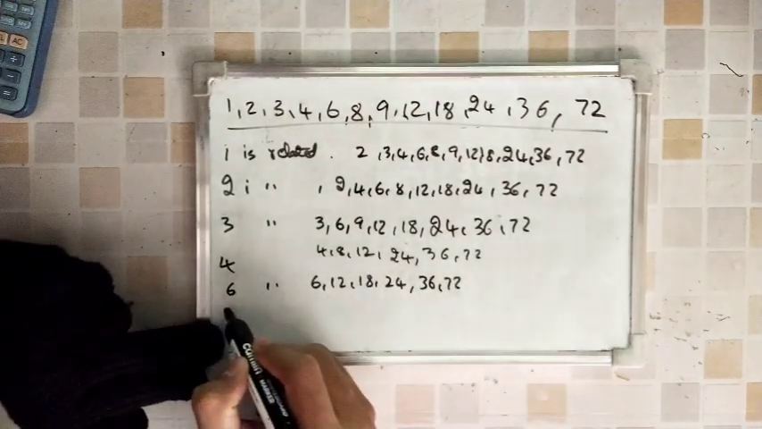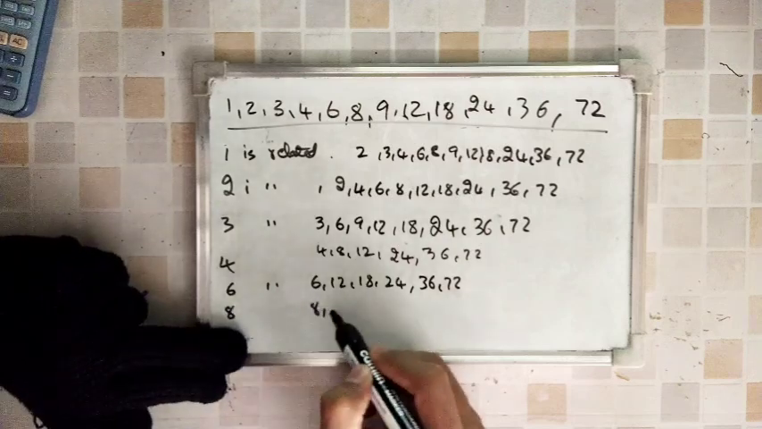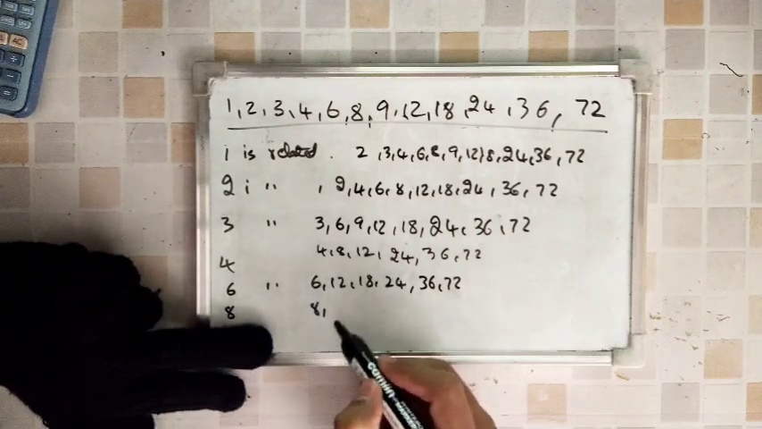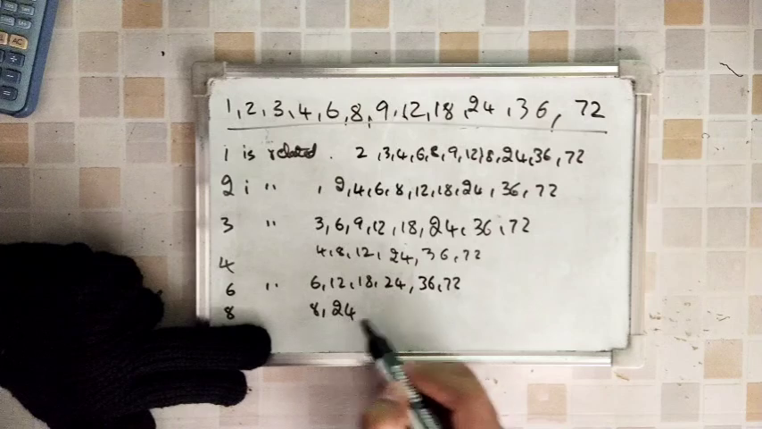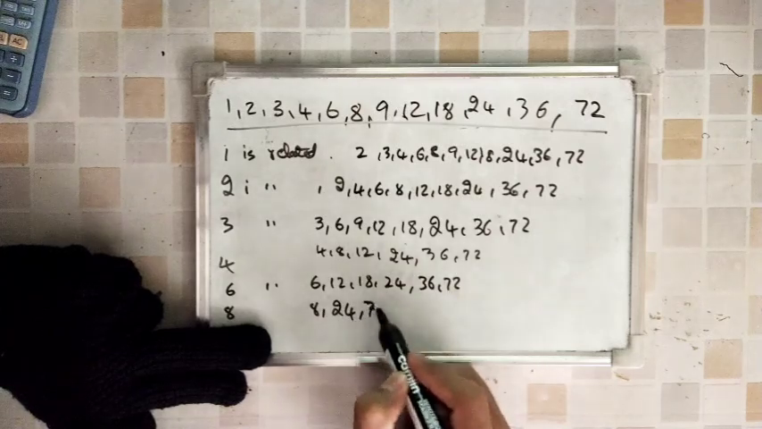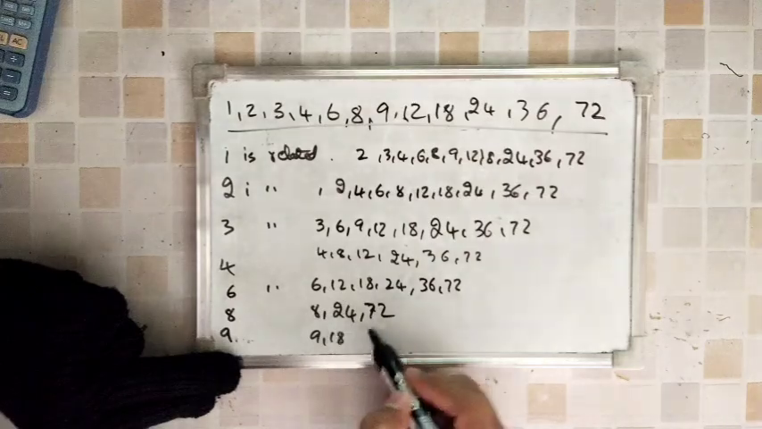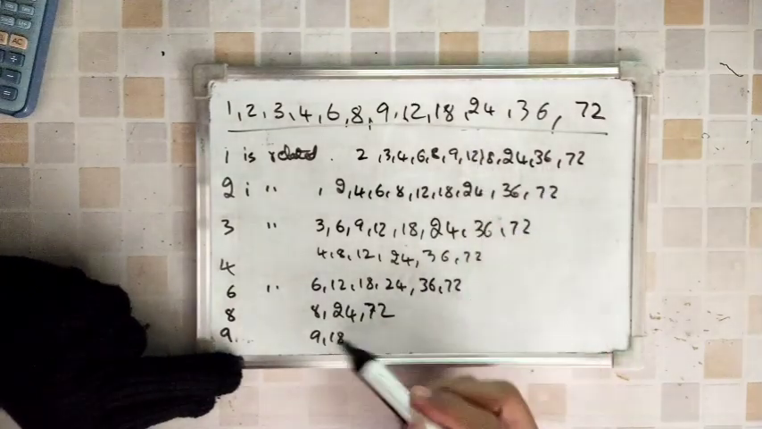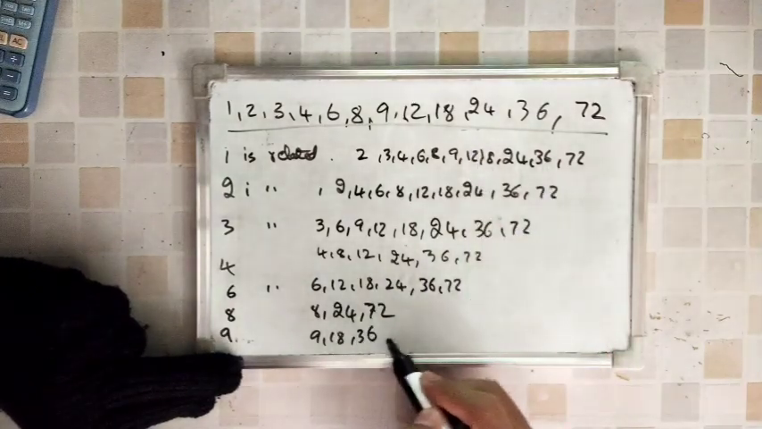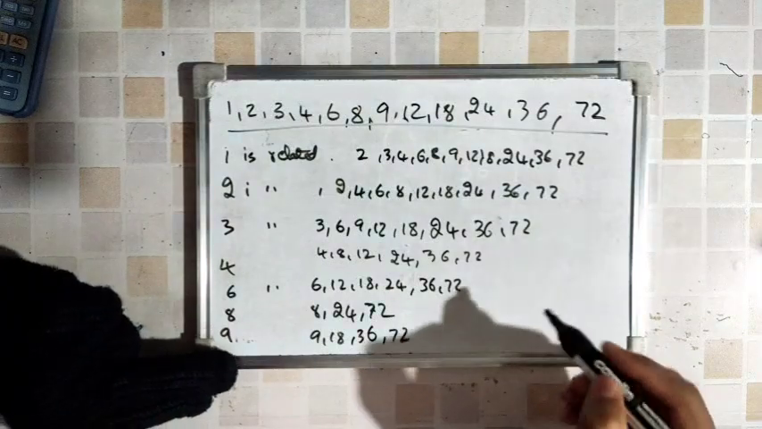Like that I will do for 8. 8 is related to 8, 16 is not there, 8 3s are 24, yeah, 24 is there, 36, then directly 72. I will do for 9: 9, 18, 27 not there, 36 is there, then 72, like that.